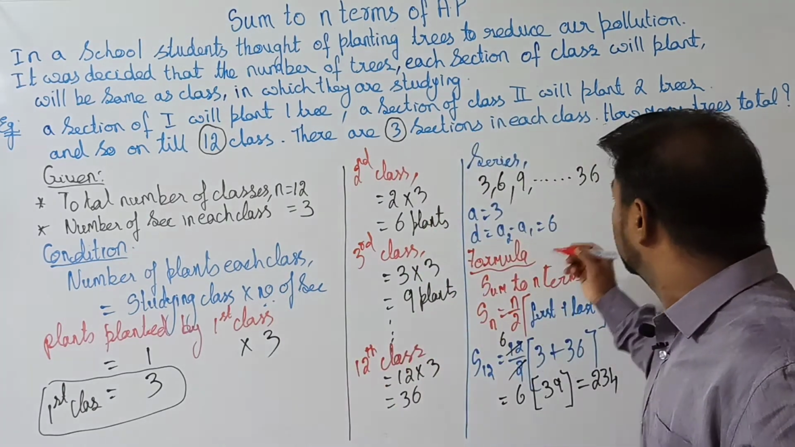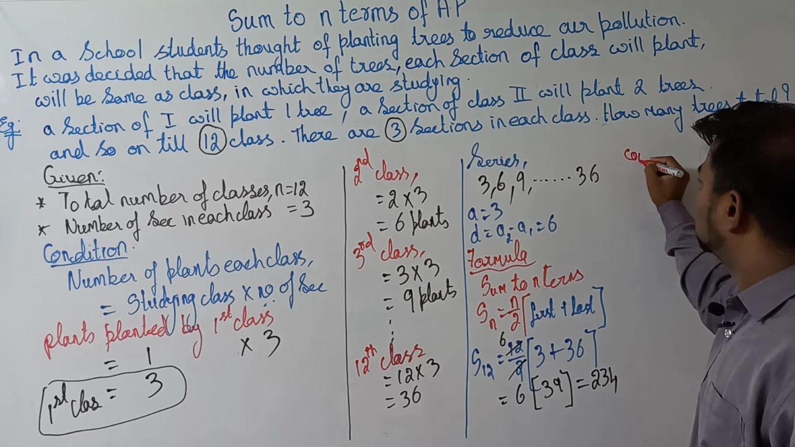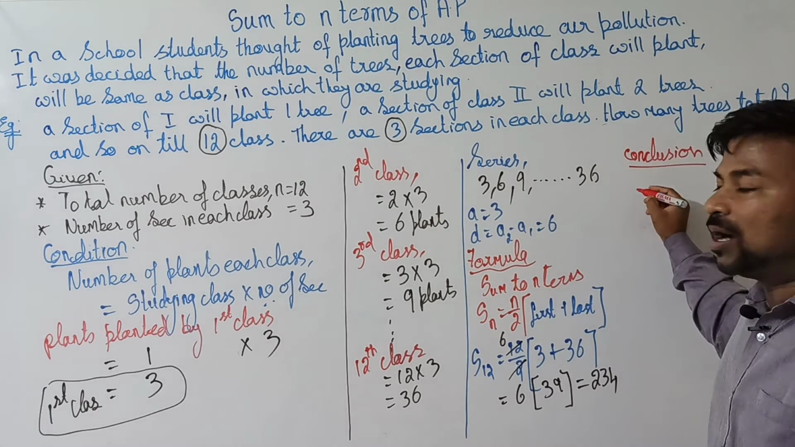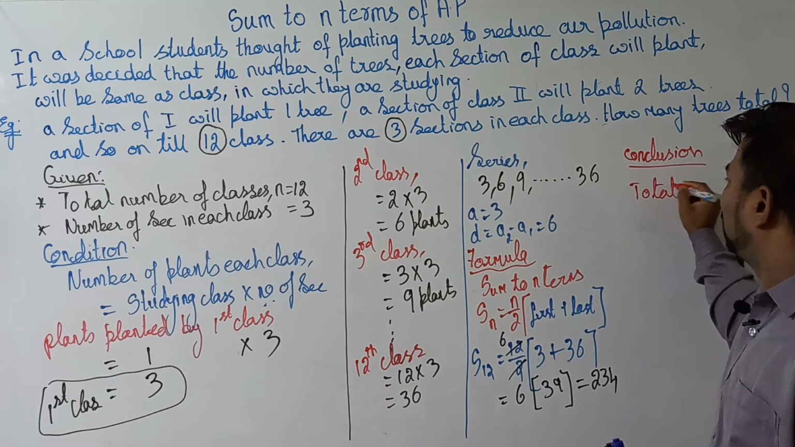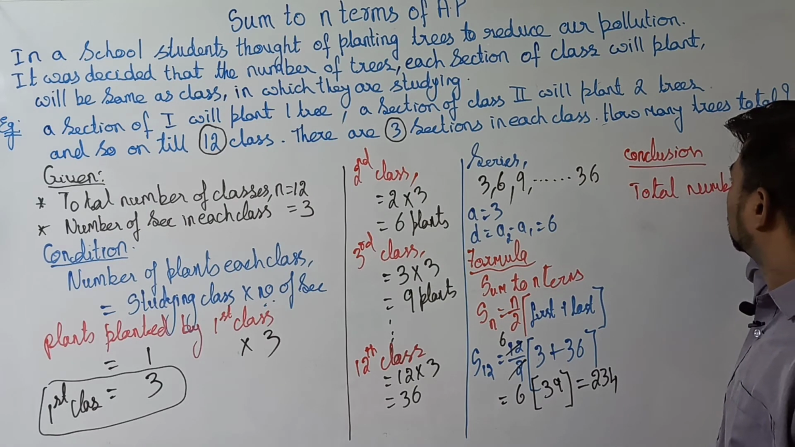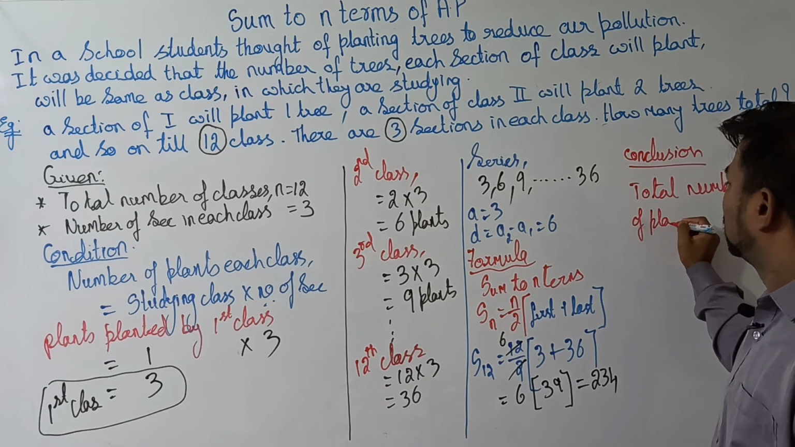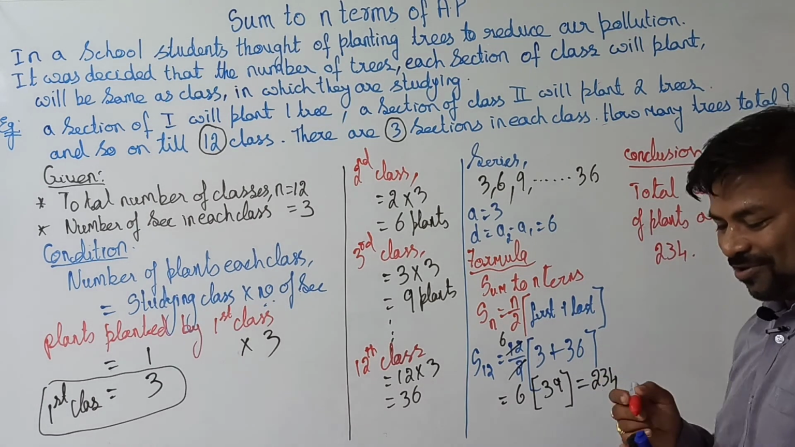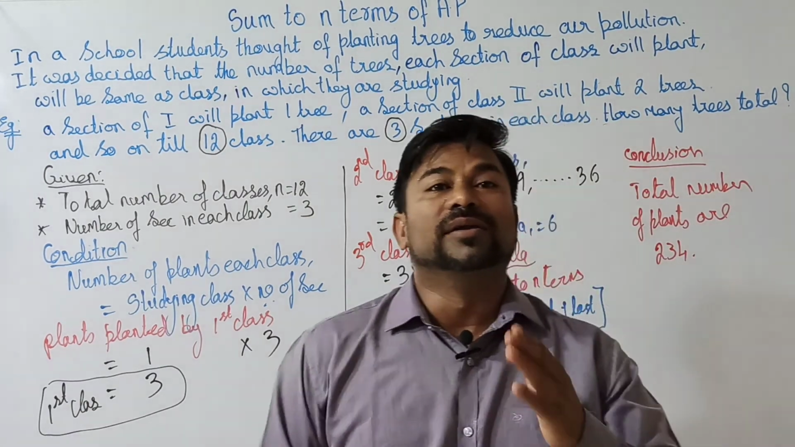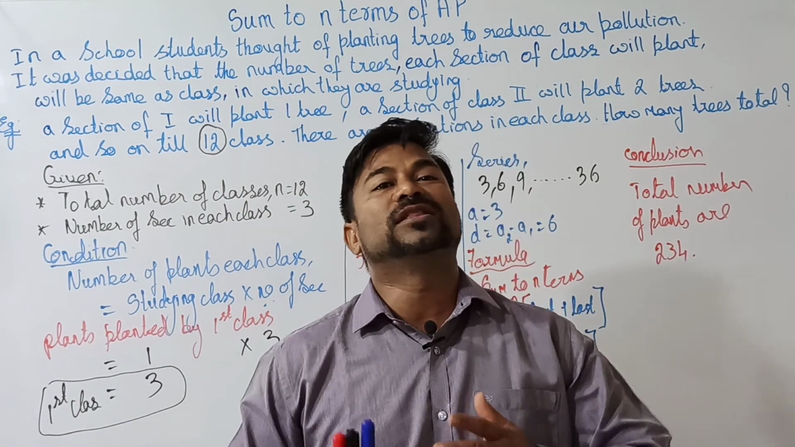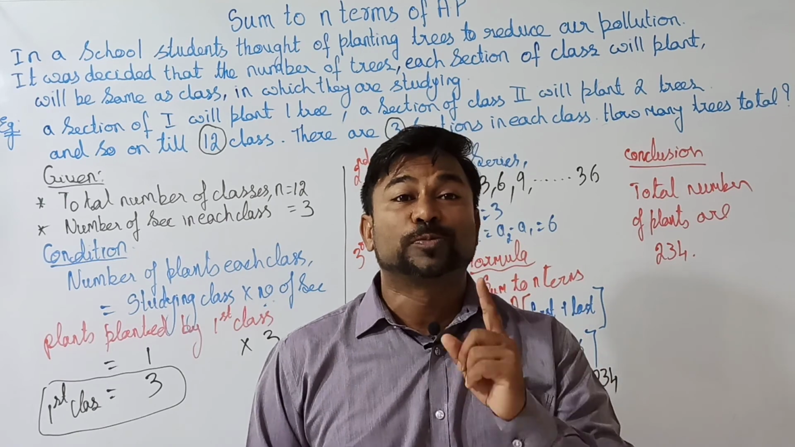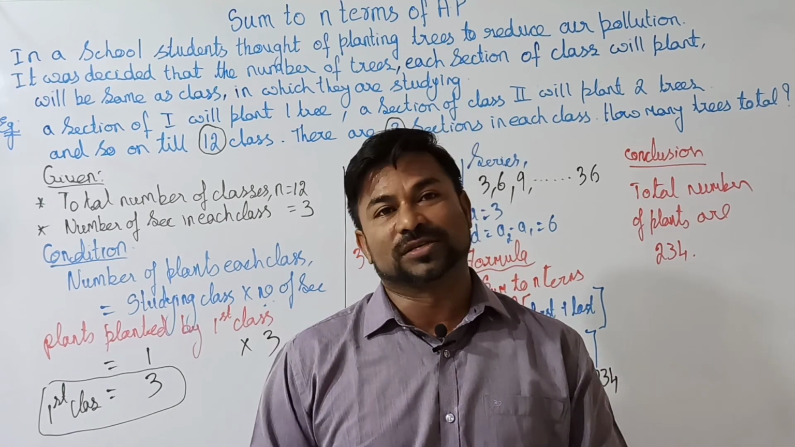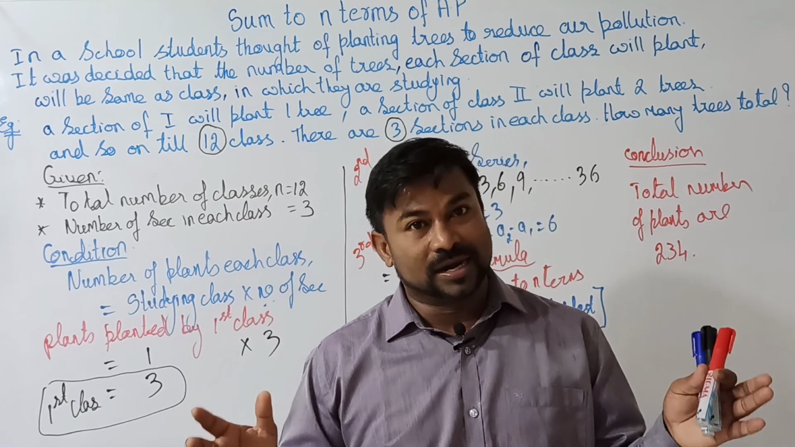Let's write the conclusion. What is the conclusion saying? Total number of plants are, how many they are? 234. Guys, that's the real life application of arithmetic progressions, especially sum to n terms, which matters a lot. Everywhere we use this concept. Hope you are able to understand and you got the concept.